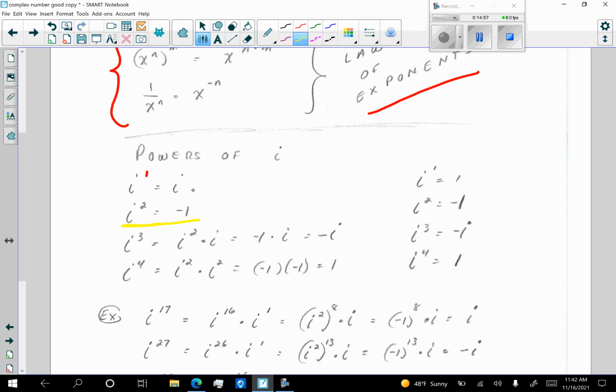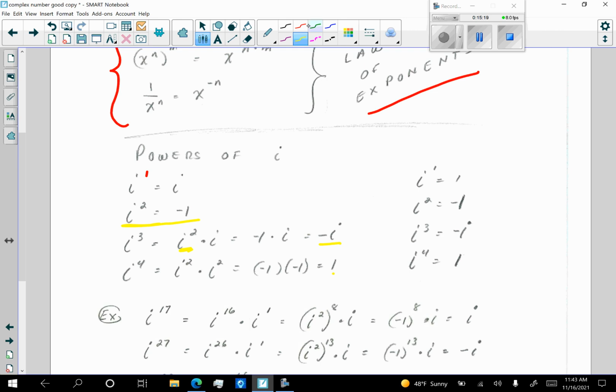I cubed by laws of exponents is going to be I squared times I, and we know I squared is negative 1. Negative 1 times I is negative I. I to the fourth is I squared times I squared. I squared is negative 1, times negative 1 is 1. So there's the 4 basic properties of I.